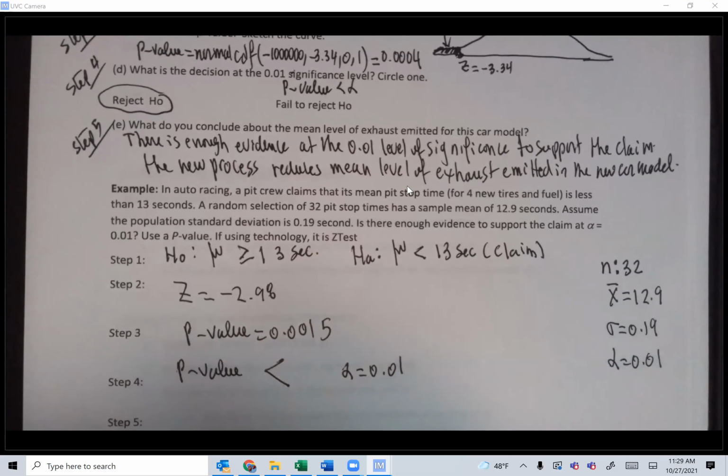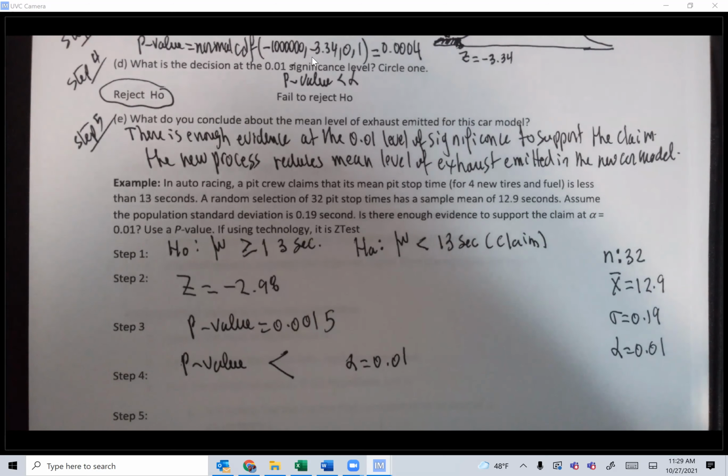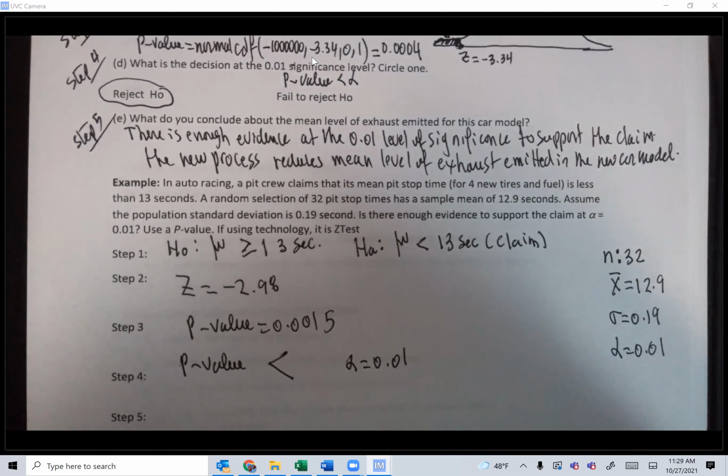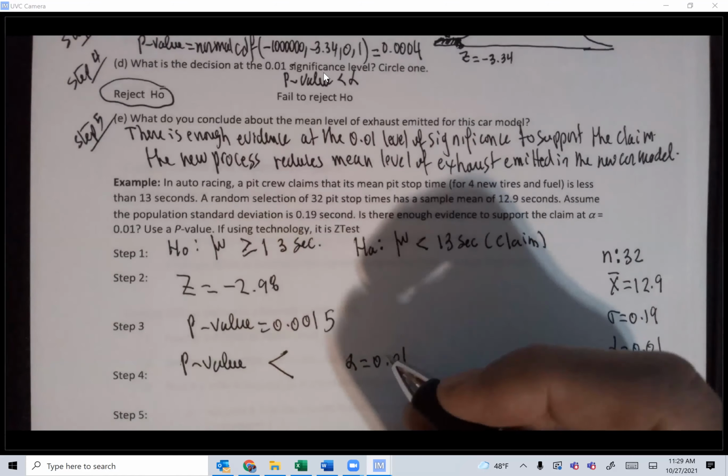And if it is less than alpha, what's the decision, guys? Reject H0 or fail to reject H0? Would a student tell me, please? Reject H0. When the p-value is less than alpha, you reject H0. Try to memorize this, guys. That's very, very important.